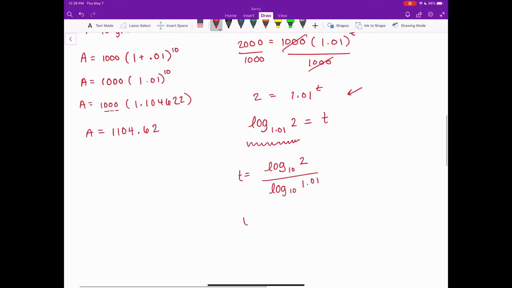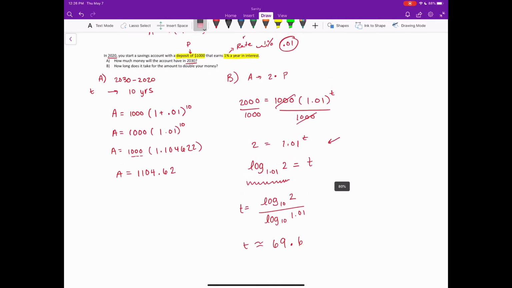I got a t value of a very big number, 69. Well, it's not very big, but would you like to wait 69.6 years to get your account to double its money? You may want to go find a new savings account. All right, so there we go.